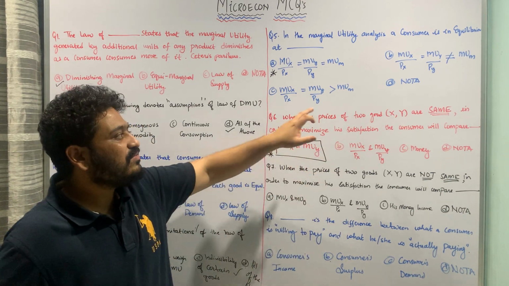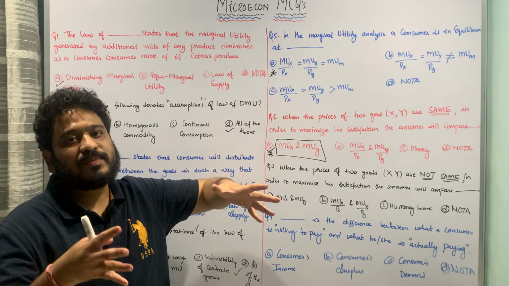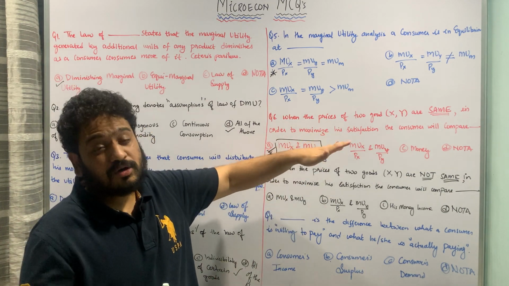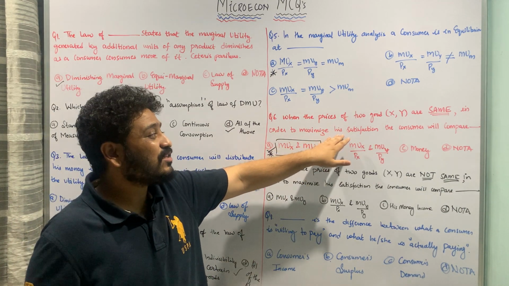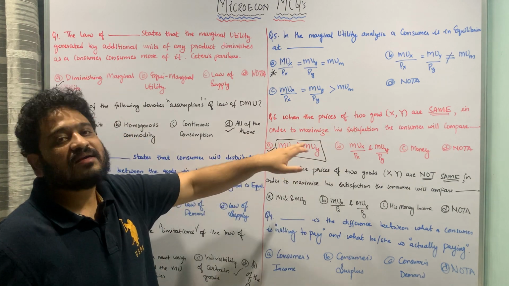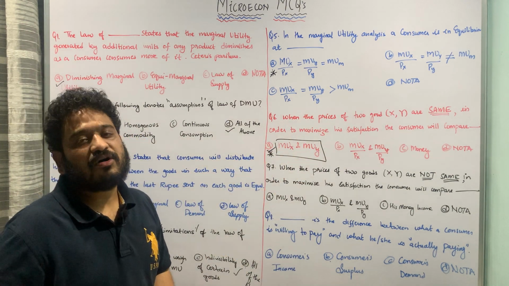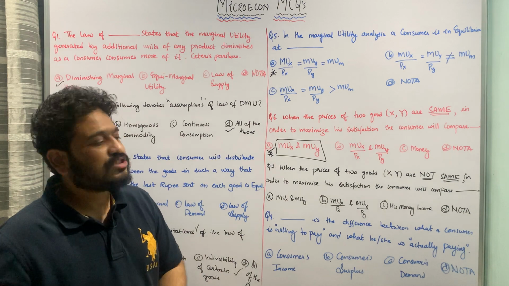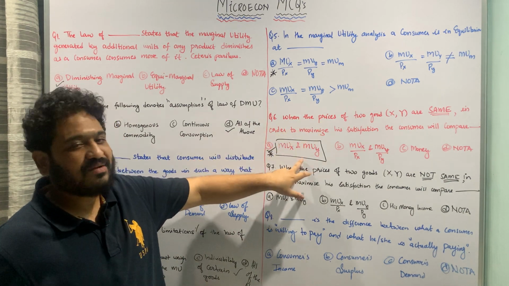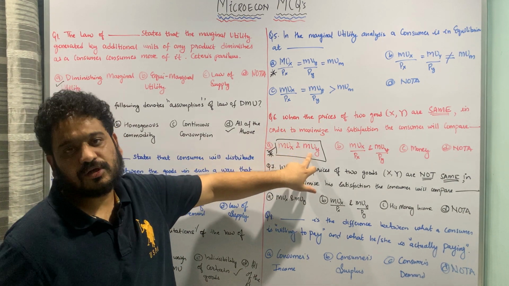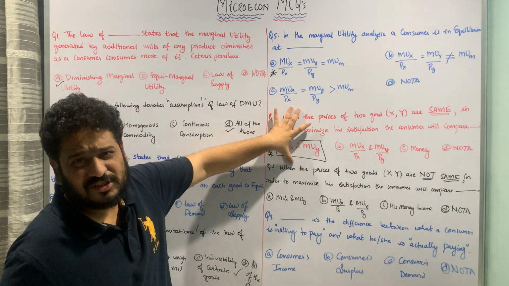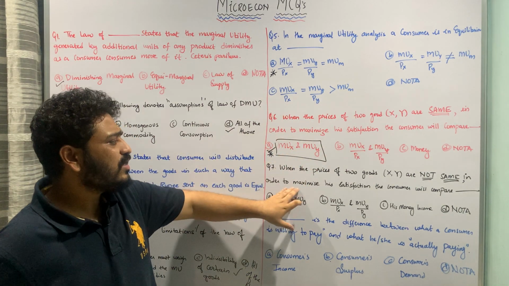So therefore, whenever the prices of two goods are the same, in order to maximize his satisfaction, the consumer will always look at the marginal utility values of these particular goods in question. That is, in our case it was good x and y, therefore marginal utility of x and marginal utility of y. I hope this question is pretty much clear. Let us now move to the next question.